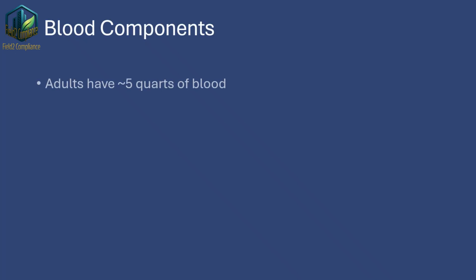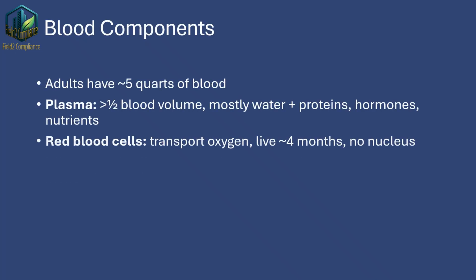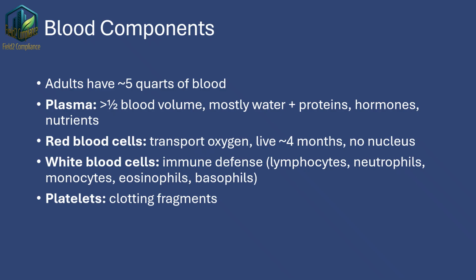An adult has about 5 quarts of blood. Plasma makes up more than half, carrying proteins, hormones, and nutrients. Red blood cells transport oxygen and live about 4 months before being replaced. They have no nucleus. White blood cells defend against infection and remove waste. Key types include lymphocytes, neutrophils, monocytes, eosinophils, and basophils. Platelets are cell fragments that help with clotting.